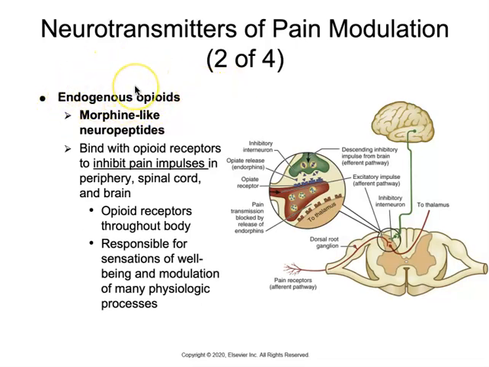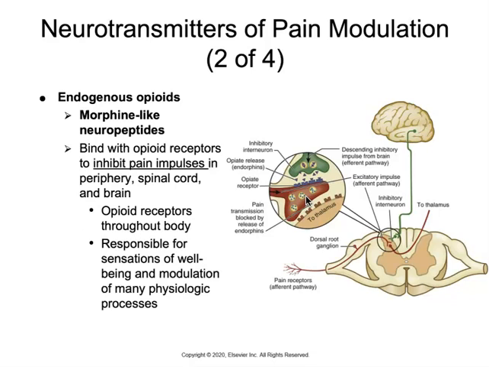One of the ways that we can also modulate pain is by using our endogenous opioids, meaning they are produced within our body. And we call these morphine-like neuropeptides. And so when these are produced within our body, so for instance, this neuron over here is going to have our endogenous opioids attached to these opioid receptors, and this is going to inhibit pain impulses in our peripheral nerves, our spinal cord, and our brain. So it's really preventing the release of neurotransmitters here that would communicate to the thalamus that we are experiencing pain.